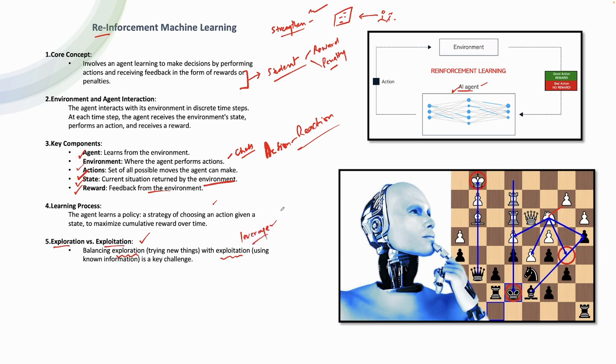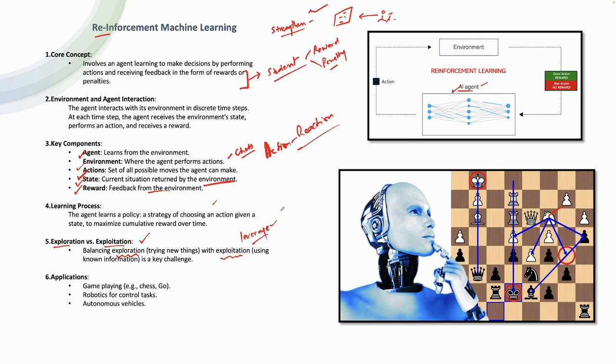So you need to have a balance. It can't be that you're just simply trying new things. If you're trying, then we are talking about a lot of trial and error. If there's a trial and error happening, maybe you don't have an accurate machine learning algorithm or model, right? So you need to balance it out. You need to balance your exploration, where you're trying new things, and your exploitation, where you're using the existing known information, which is a key challenge, right?